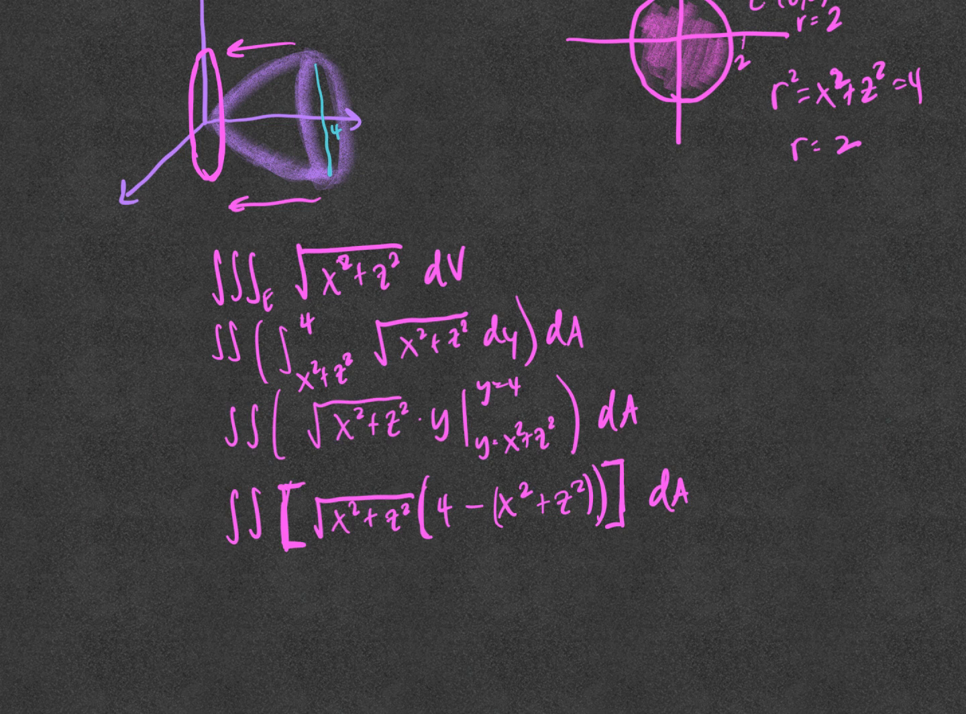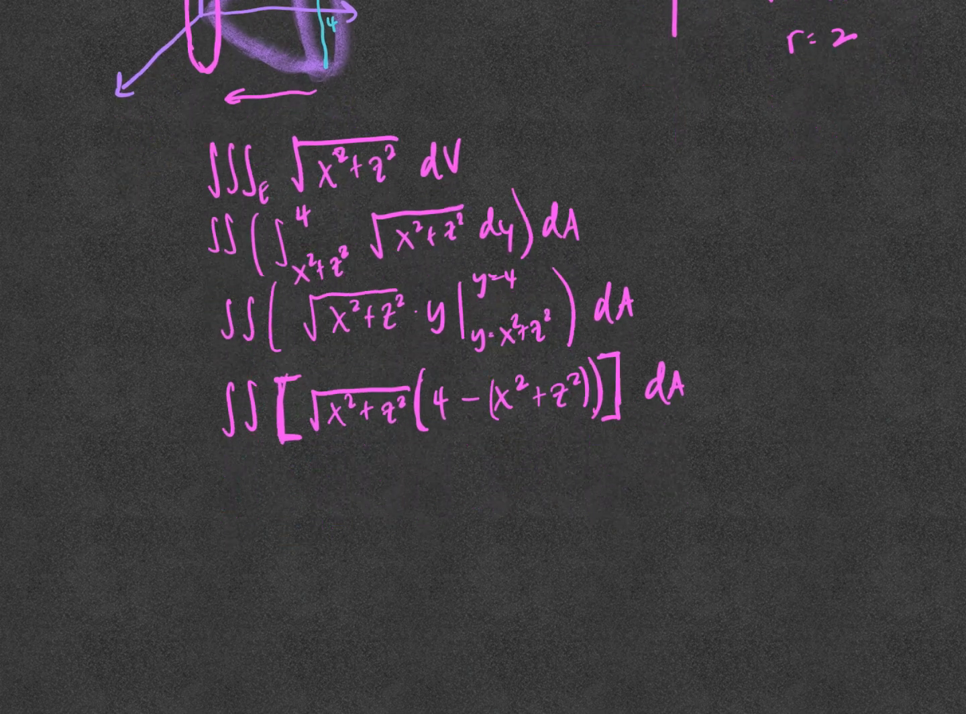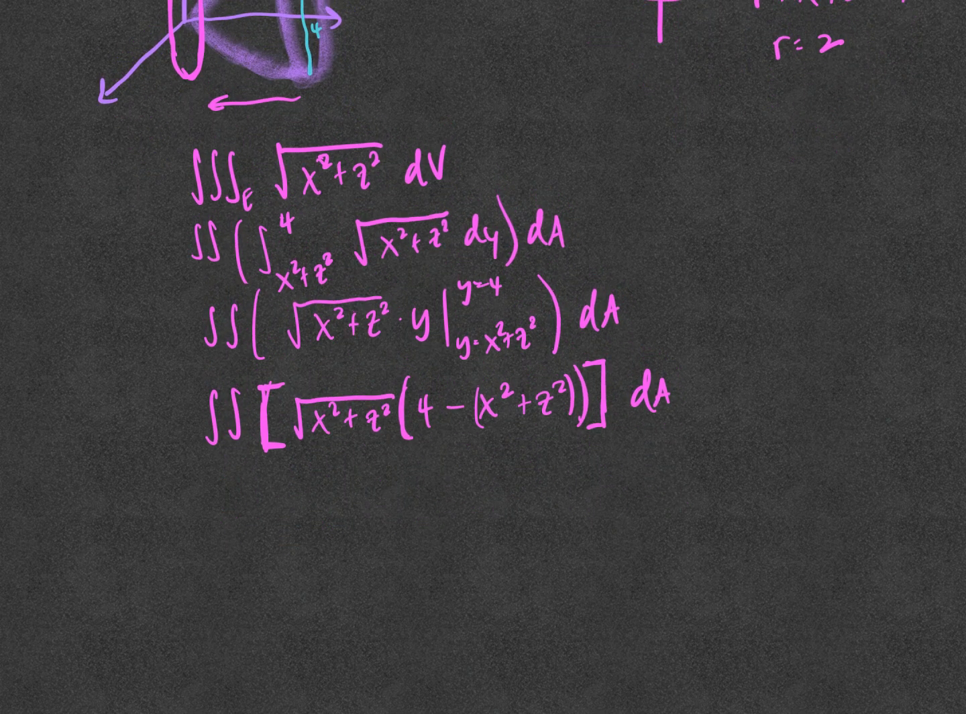So if we were to put it in terms of x and z, there's a whole lot of stuff going on. So let's change this to polar, and we're using the xz plane. So we're going to keep the x is equal to r cosine theta.